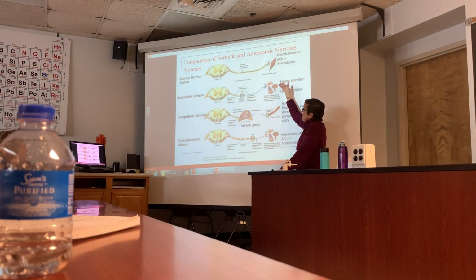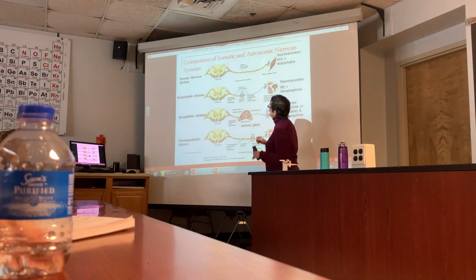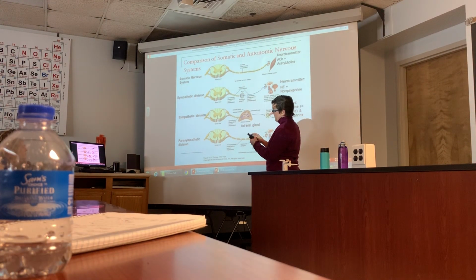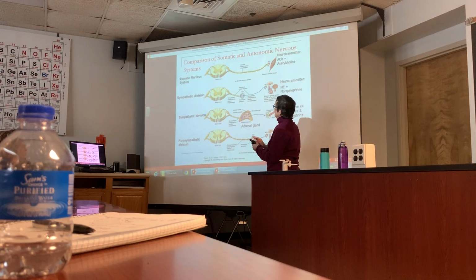Now, of course, they're not showing you cranial nerves. There are some cranial nerves that control skeletal muscle as well. But those neurons in those cranial nerves are also myelinated. So any somatic motor neuron is going to be myelinated. Therefore, it's going to be doing saltatory conduction. Therefore, it's going to have faster impulse transmission.